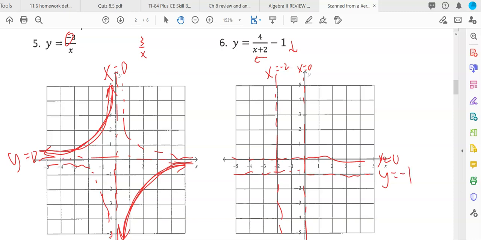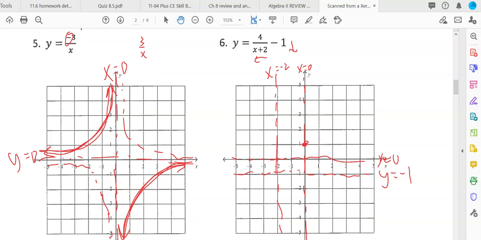I would consider finding the x and y intercepts. It might help us here if you're having trouble. Let's just find it just for fun. So plug in x equals 0 to find the y-intercept. That'd be 4/2, which is 2 minus 1 is 1. So it should cross right about there.